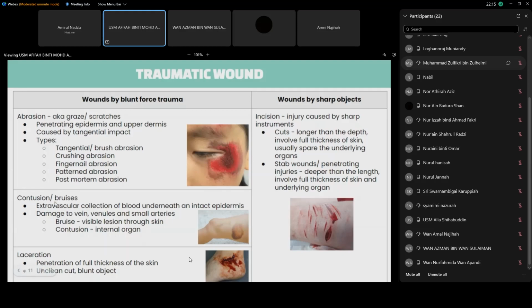And then contusion or bruises, which is defined as extravascular collection of blood underneath an intact epidermis, as you can see in the picture here. So in this kind of wound, there is damage to veins, venules, and also small arteries. To differentiate between bruise and contusion, for a bruise, the lesion will be visible through the skin. However, a contusion usually causes internal organ damage. And then laceration wound, which is a penetration of full thickness of the skin.